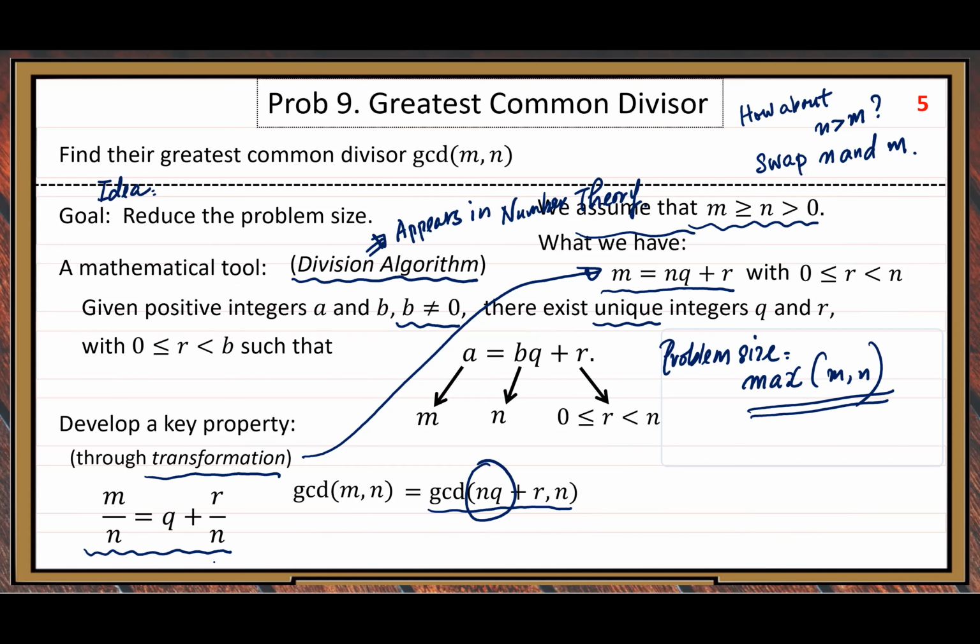When we do simplification, because m equals nq plus r, the nq multiple over n gives us the quotient q out. Then remainder r over n, that's the fractional part. q is the integer part, r over n is the fractional part. This is our transformation, or part of it.